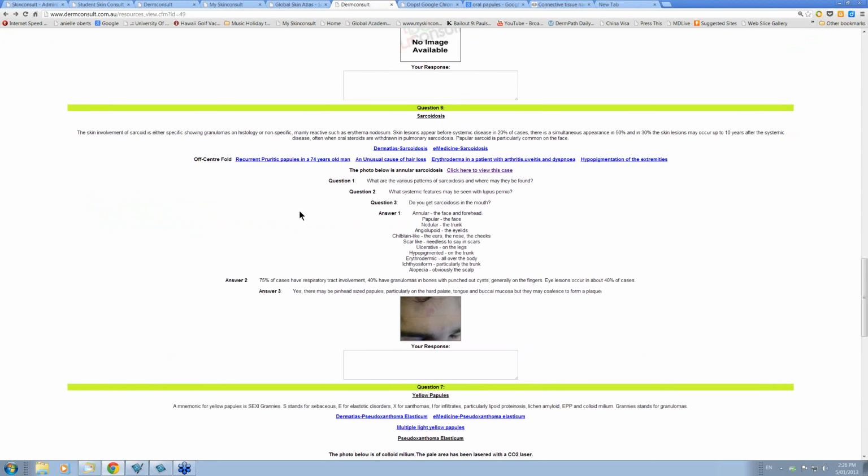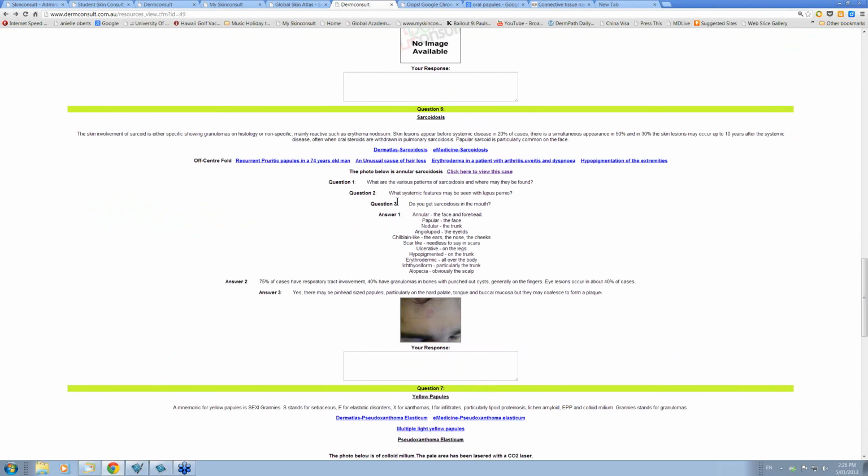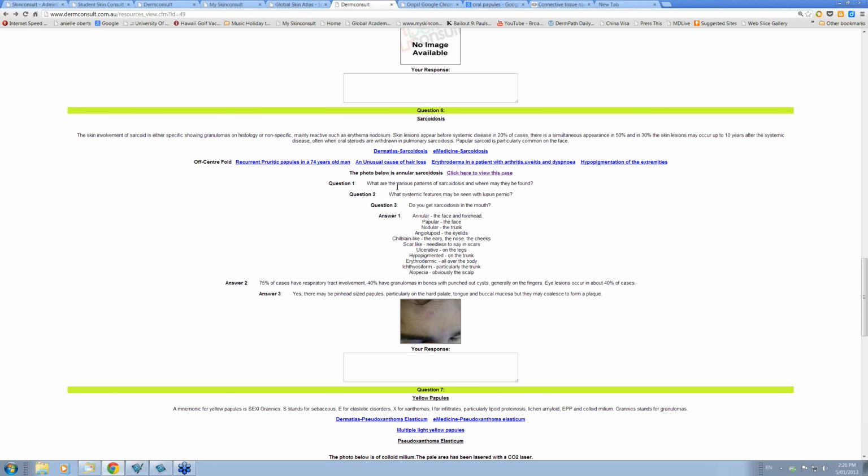So, sarcoidosis. What are the various patterns of sarcoidosis? Where may they be found? It's interesting in sarcoid that different patterns are found in different areas. For instance, annular patterns, particularly face and forehead, papular in the face, nodular in the trunk, angiolupoid with sarcoid involving the eyelids, chilblain-like lupus pernio, where you've got sarcoid involved in the ears, particularly the lobules, the nose, particularly the tip, and the cheeks.